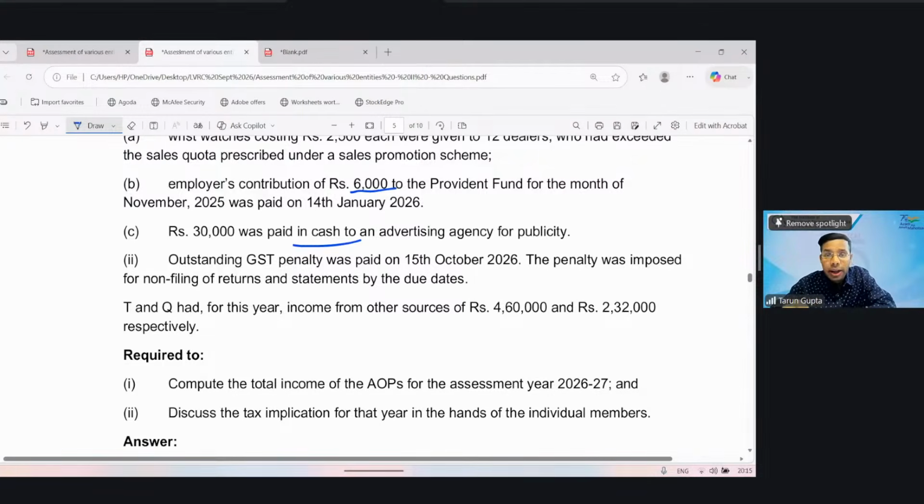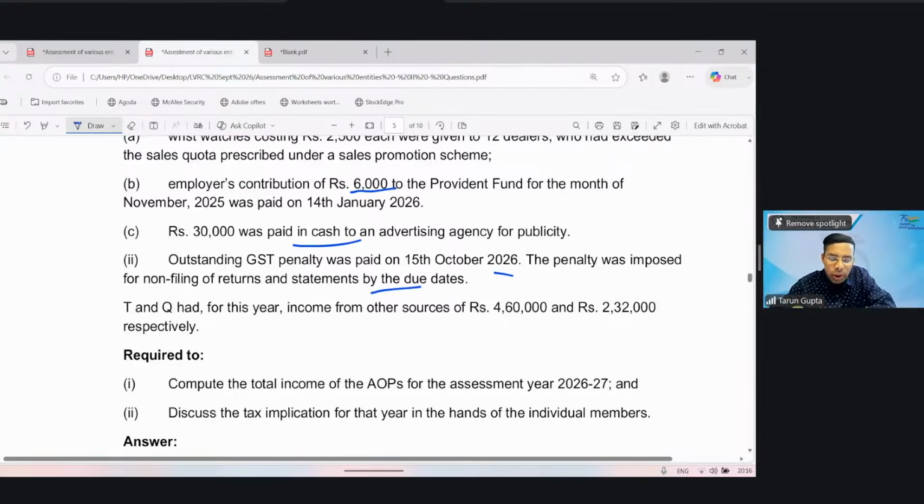Outstanding GST liability penalty was paid on 15 October 2026. The penalty was imposed for non-filing of return and statement by the due date. So it's not a compensatory penalty, it shall be disallowed under section 37.